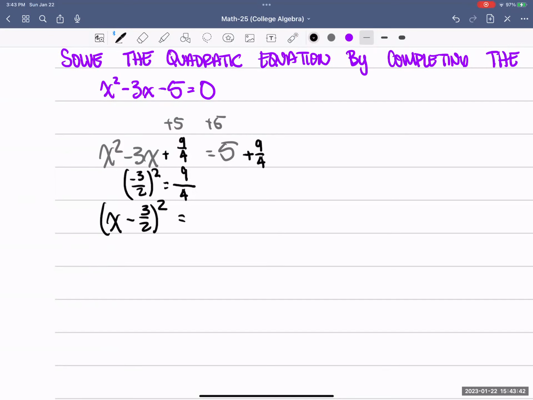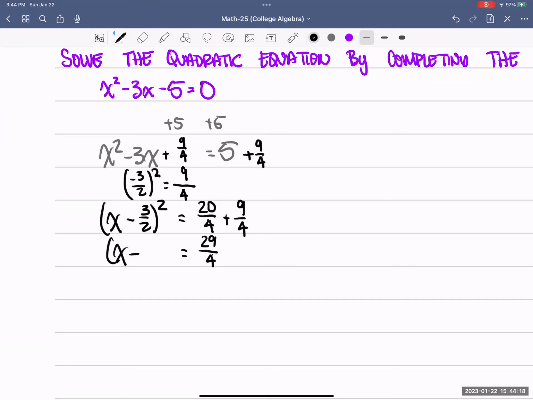And now we just have to add these two. Adding a whole number and a fraction, we just have to rationalize the whole number. So 5/1, in order to add these two together, we need the denominators to be exactly the same. So we can multiply both top and bottom by 4. That's going to be 20/4 plus 9/4. Now that the denominators are the same, we can add across the top. So that is 29/4.